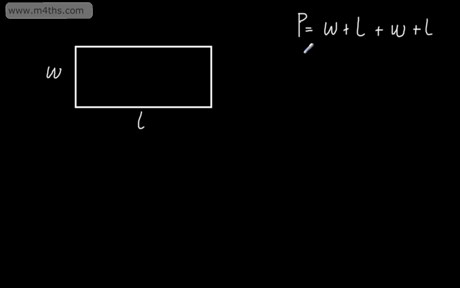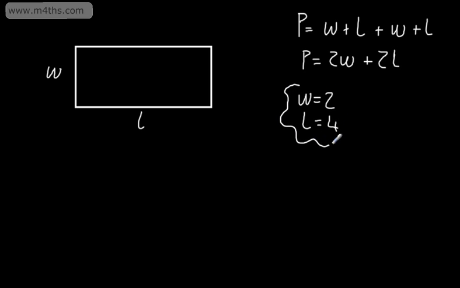We would write this now as the perimeter is going to be 2 lots of W plus 2 lots of L. So we're going to have 2 lots of the width plus 2 lots of the length. So let's say now we had that W was going to be equal to 2 units and L was going to be equal to 4 units. We could substitute these values in to find P, which is the perimeter.